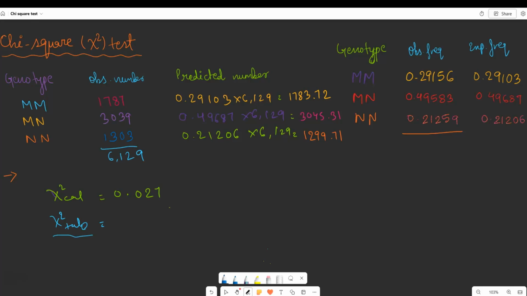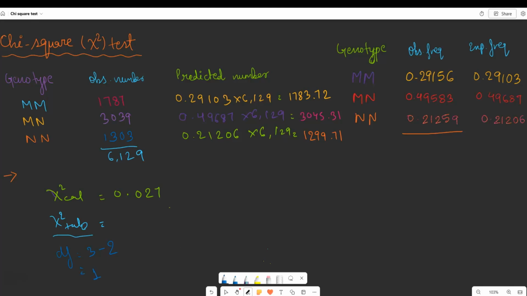So we will compare it with the value present in the chi-square table. These chi-square tables are easily available online. So before seeing the value in the chi-square table, we have to define the degree of freedom. Here there are three observed numbers, and on these numbers we are putting two constraints. So the degree of freedom will be 1.